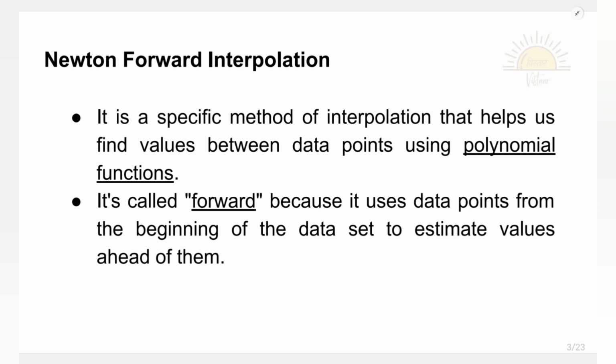Now let's talk about the Newton forward interpolation. It's a specific method of interpolation that helps us find the values between data points using the polynomial functions. It involves constructing a polynomial equation that passes through a set of data points in the forward direction. It's called forward because it uses the data points from the beginning of the data to estimate the values ahead of them. This is known as the base value. We will learn more about this in the examples. For now, let's see the working of this method.